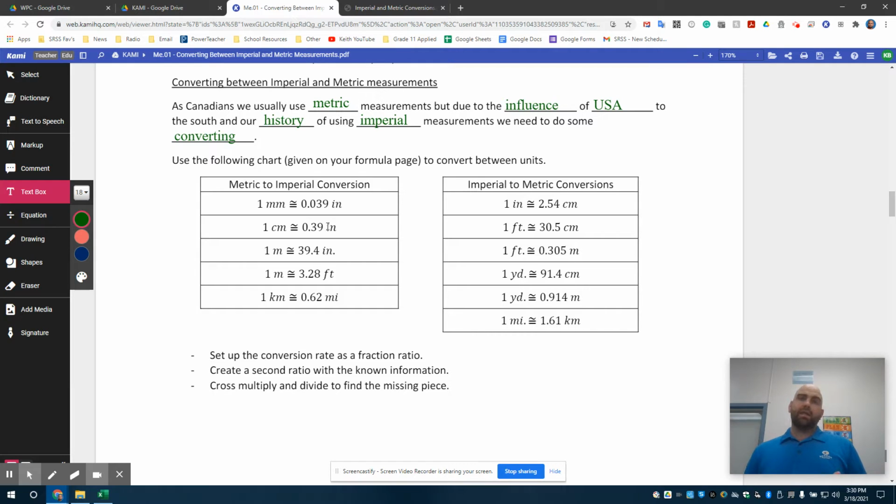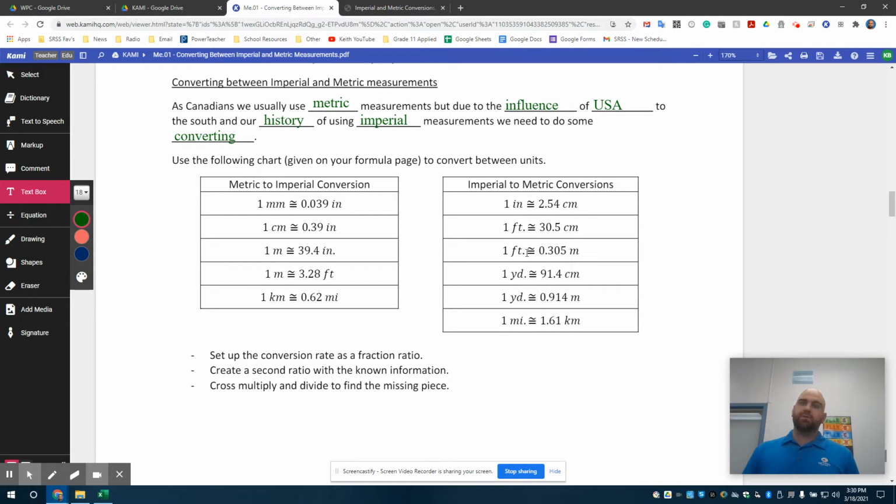So right here are a bunch of our conversion rates between metric and imperial. You'll notice that in each case, they are equal to, or at least somewhat equal to. They're not exact, but they're somewhat equal to, so that's what that little squiggle line means there. So this is a conversion. 1 millimeter is the same as 0.039 inches. 1 centimeter is 0.39 inches. 1 meter is 39.4 inches. 1 meter is 3.28 feet. And 1 kilometer is 0.62 miles.